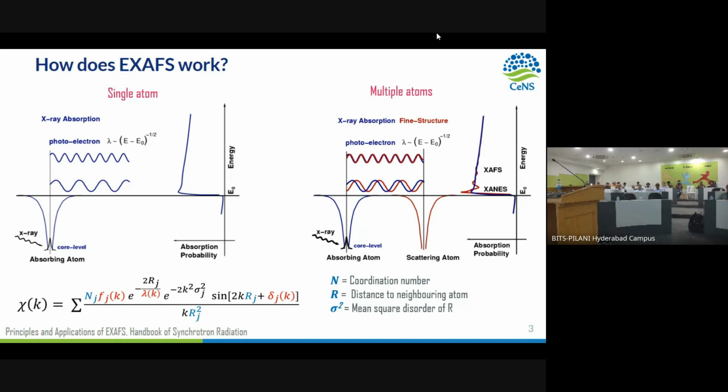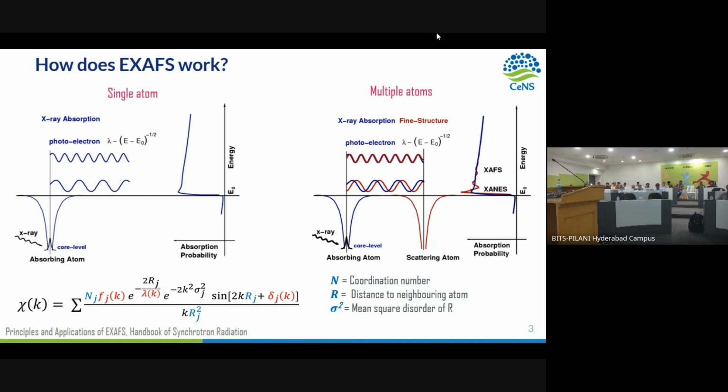We are talking about somewhere around 200 eV to 1000 or 1100 eV above the edge, which is where we see the EXAFS region. And just around the edge, that is where we see the XANES region.